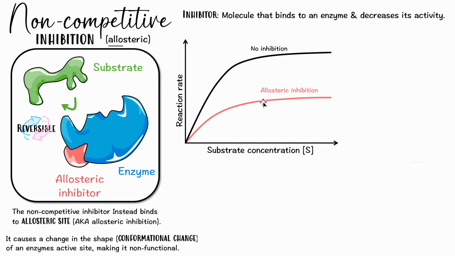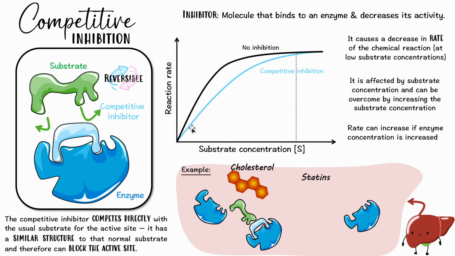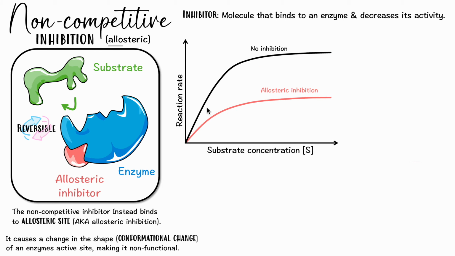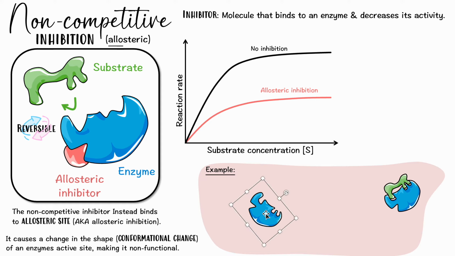Now, why does this one look different? Look at the difference compared to the competitive one. The competitive one had a reduced rate, but eventually at very high concentrations, remember, the rate reached the same maximum as the no inhibition. But this one, it has a reduced rate, but even if we increase the substrate concentration, the rate never reaches the same maximum as the no inhibition. Why is that? Very important question.